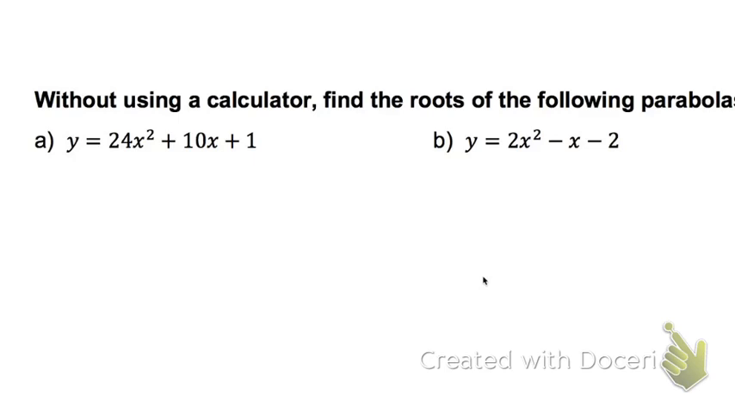Because here, if I completed the square, I would have to divide everything by 24. Then you're going to take half of 10 over 24, which would be 5 over 24. And then you got to square that. Yeah, we can just do trial and error. And if I did the quadratic formula, you got to square 10, which isn't bad.